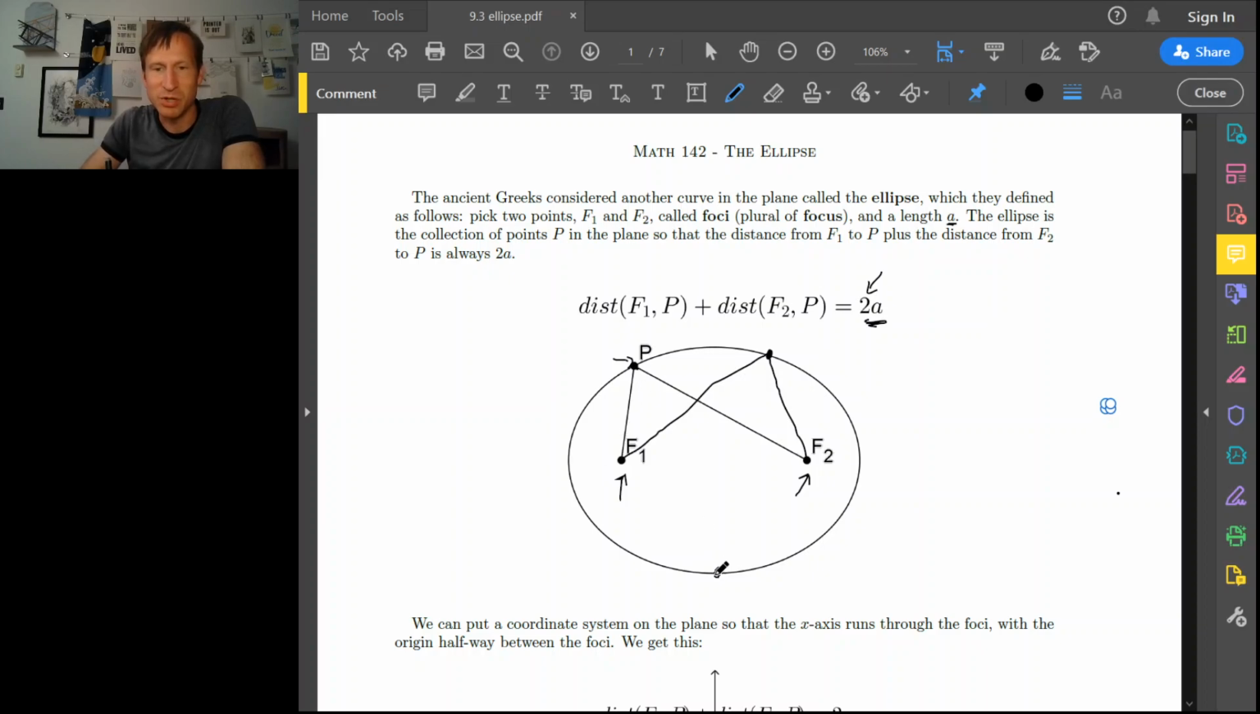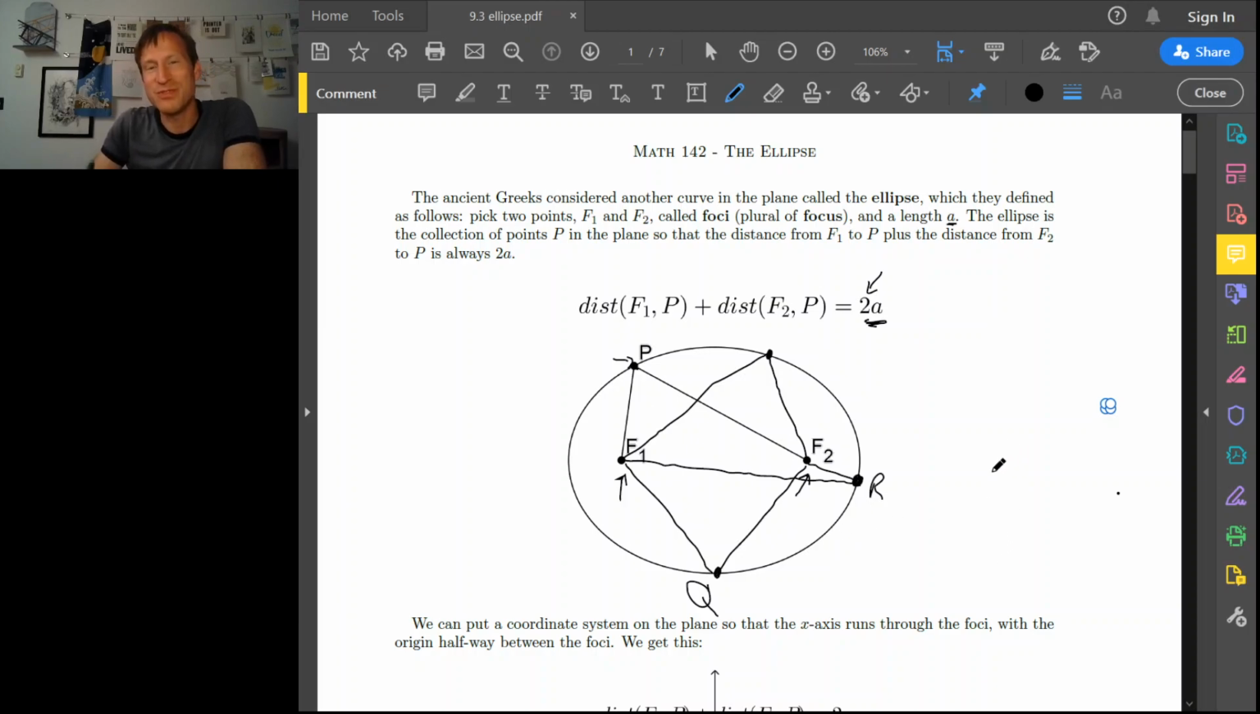In fact, if we put a point down here, maybe call it Q, the sum of the 2 distances to Q is also equal to the same as the sum of the 2 distances to P. Even if we put a point over here and call it R, the sum of the 2 distances to R is equal to the sum of the 2 distances to P and the sum of the 2 distances to Q. And that's what makes this particular oval shape an ellipse.